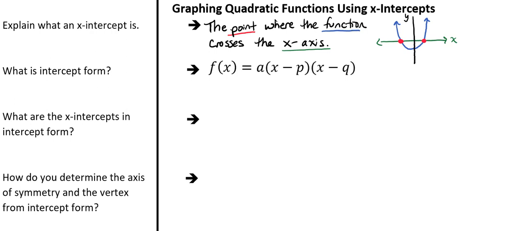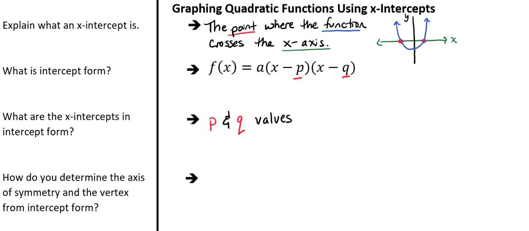As a refresher, intercept form is f of x equals a times the quantity x minus p times the quantity x minus q. In intercept form, our x-intercepts are the p and the q values. Okay, our p and our q values.